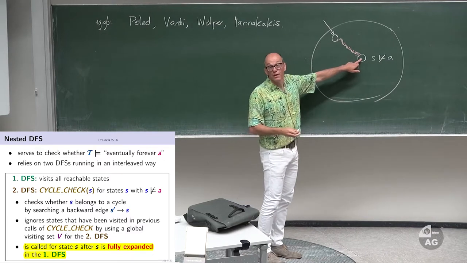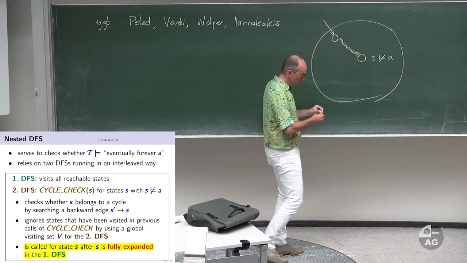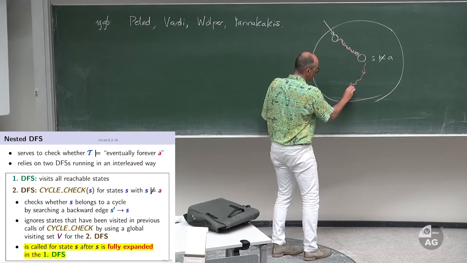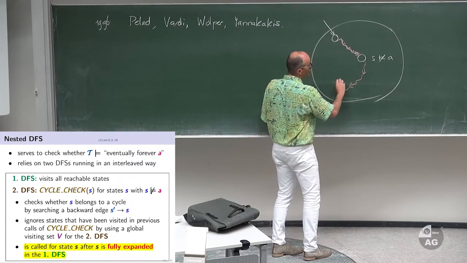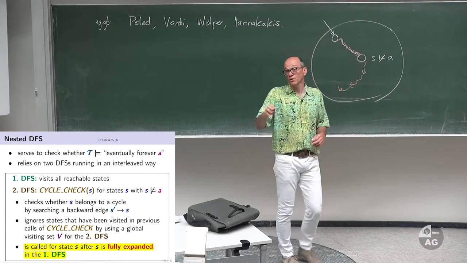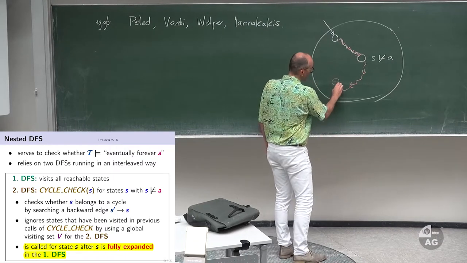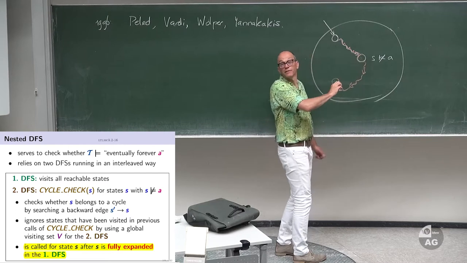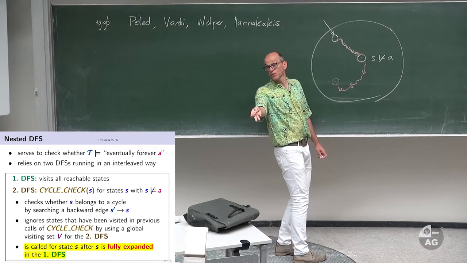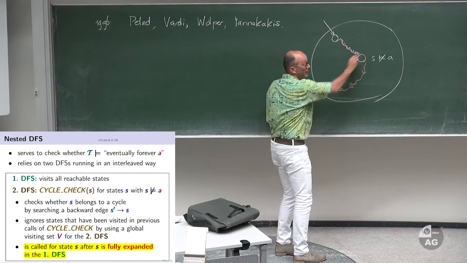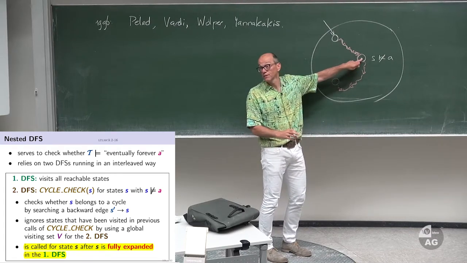Now I reach S for the first time. If I continue my orange depth first search, I'm just continuing here. Maybe from here there are other states reachable. And at some point, maybe in this orange depth first search, I come back to this state, because if I'm finishing here, I backtrack, and I get here. At that point, I call it fully expanded. I have considered all its successors completely, and then I go back. So fully expanded means after doing the backtracking, I will be back in that state.